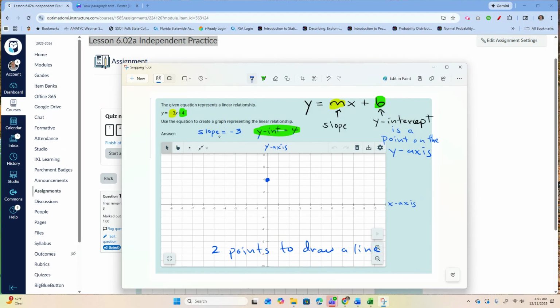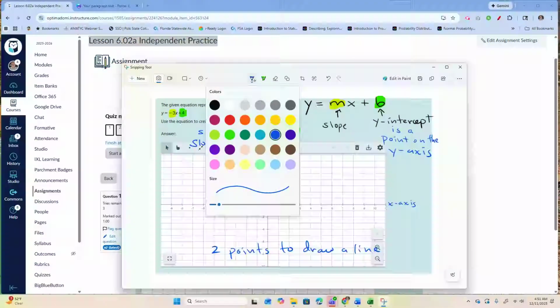Remember about slope, slope is rise over run. Right now, I know the rise is negative 3. See, because negative 3 doesn't look like a fraction. So that means that my rise is negative 3. But my run, I don't have it. So how do you write any number as a fraction? You put a 1 under. And now what does that mean? I'm going to change the color now. I'm going to choose color red.